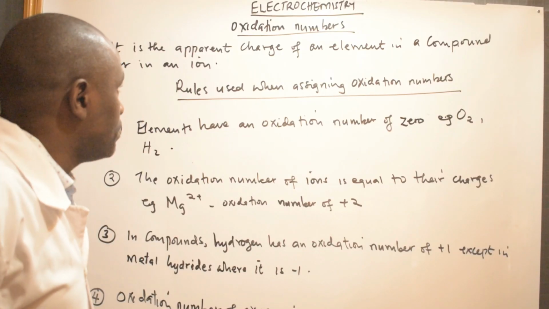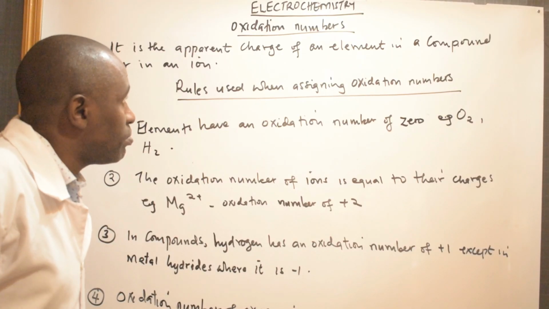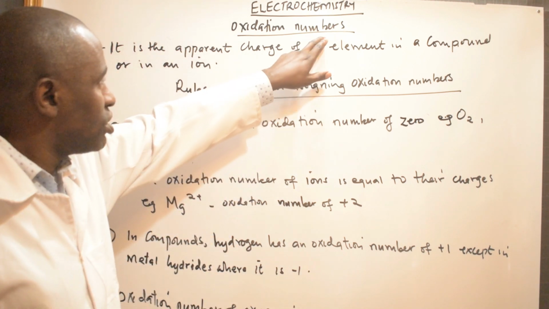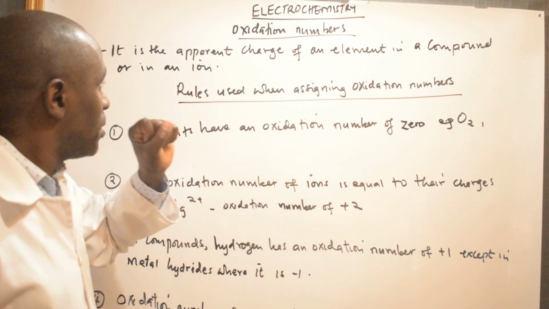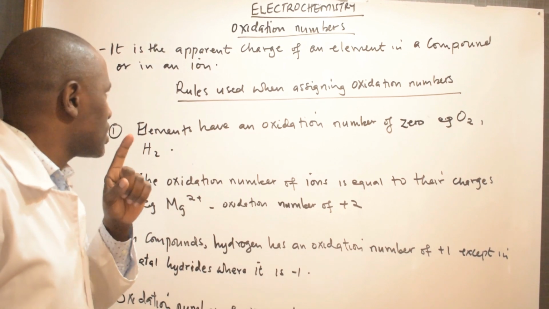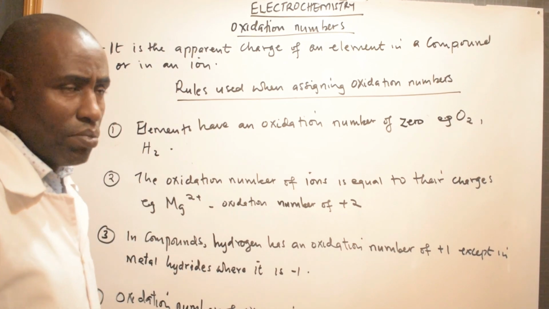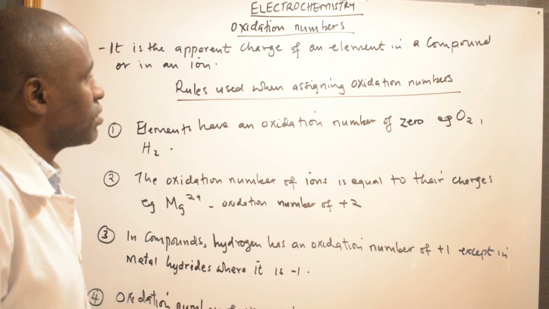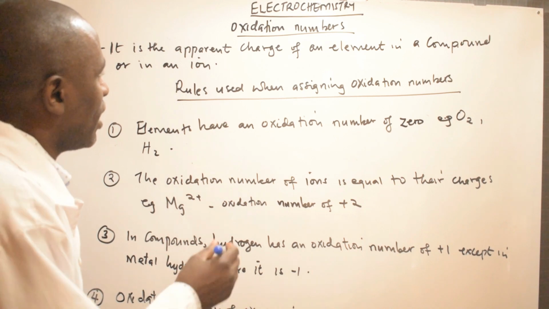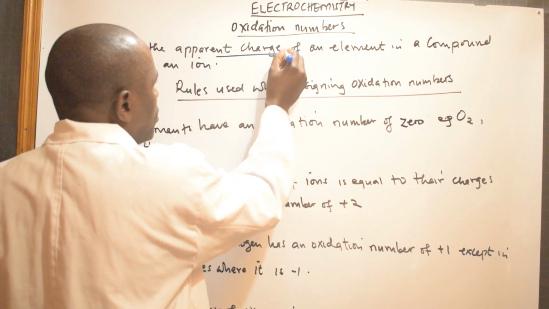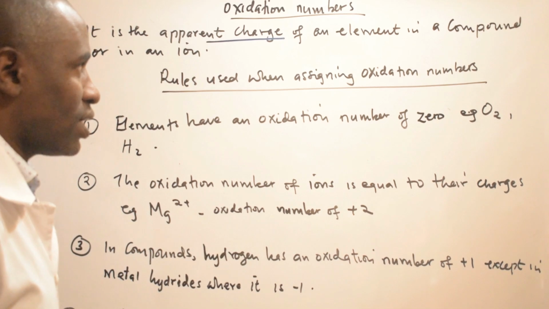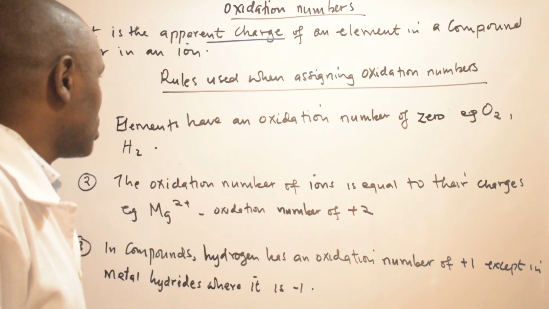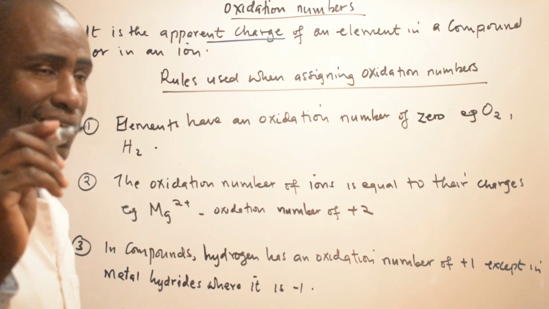Well, today I want to discuss oxidation numbers. What is an oxidation number? Oxidation number may be defined as the apparent charge of an element in a compound or in an ion.